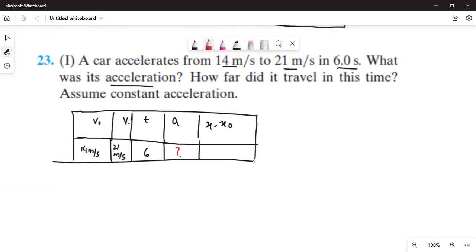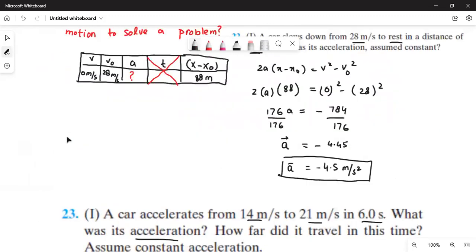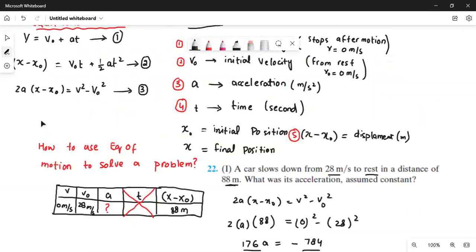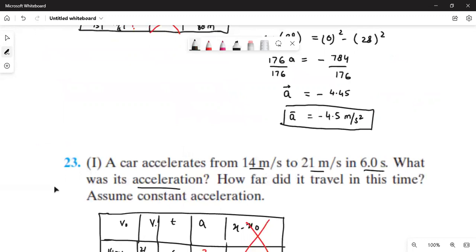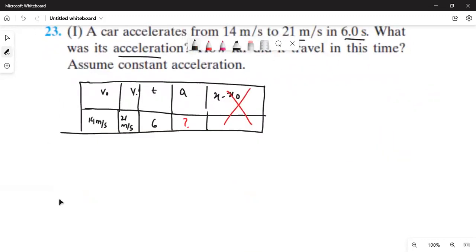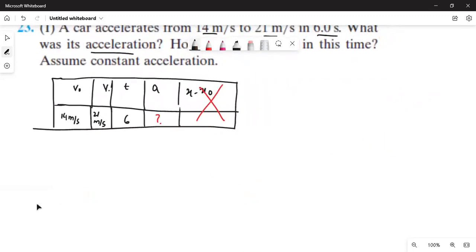Okay, so we don't need this displacement thing. So which equation will have these four variables and not have the x minus x naught? Yes, the first one. In the second and third, there is x minus x naught. In the first one, there is no x minus x naught. So I will just substitute the values in the first equation of motion.